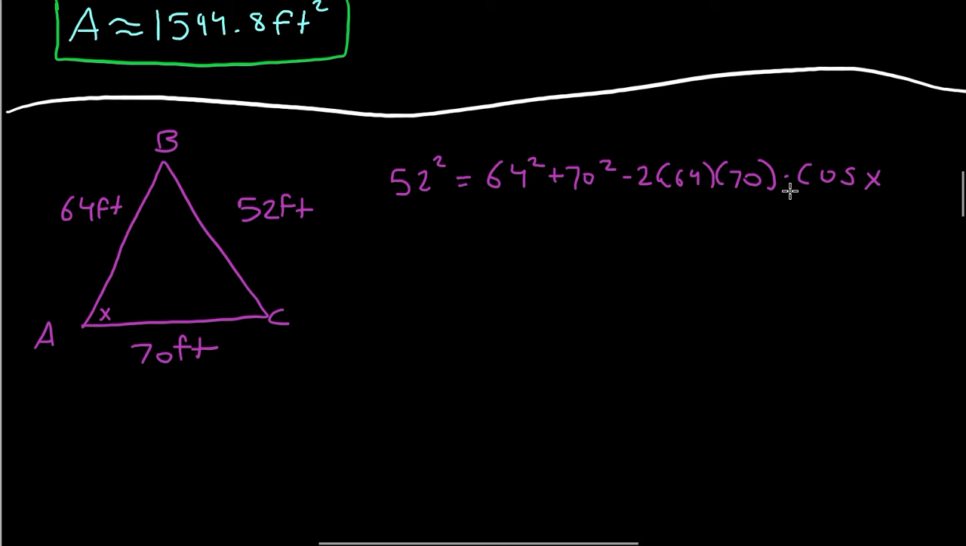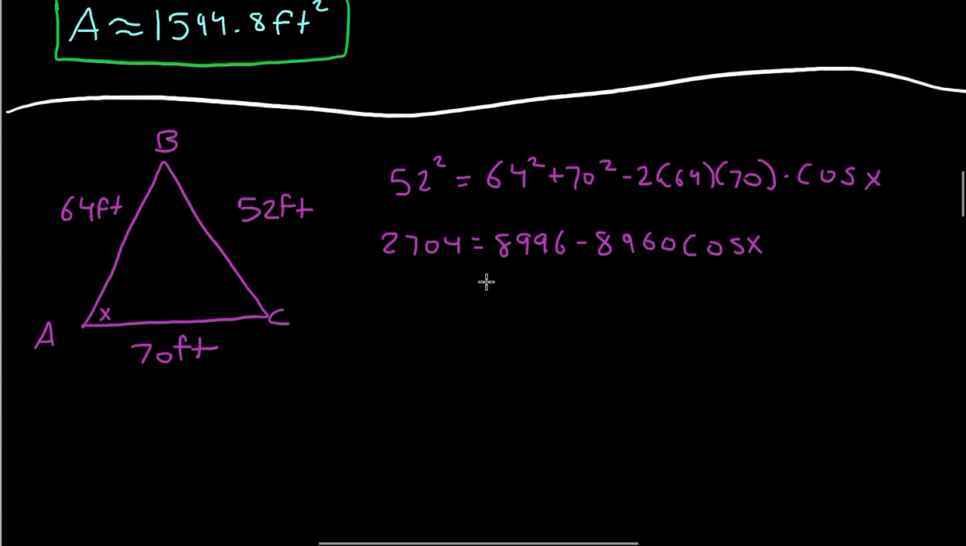Okay, and then we can simplify this equation even more. We know what 52 squared is. 52 squared is 2,704, and then 64 squared plus 70 squared is equal to 8,996, minus, so negative 2 times 64 times 70 is minus 8,960 times the cosine of x.